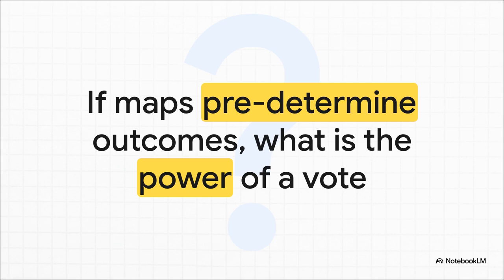So if a map can essentially decide an election before a single vote is even cast, what does that say about the power of your vote? That's definitely something to think about.